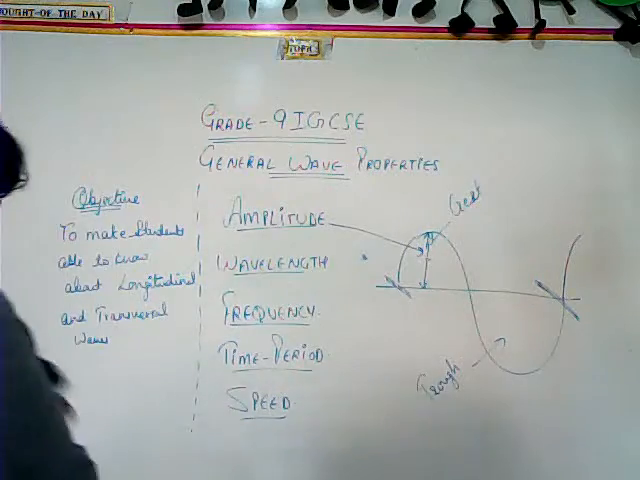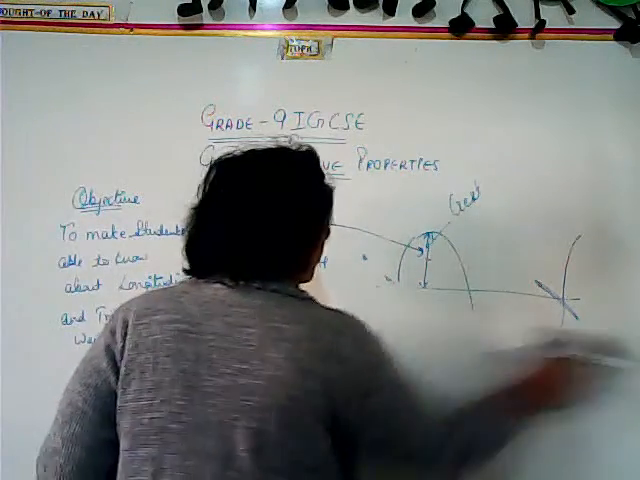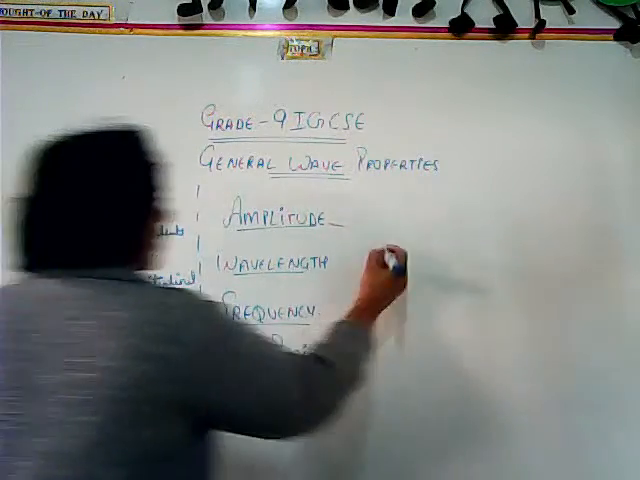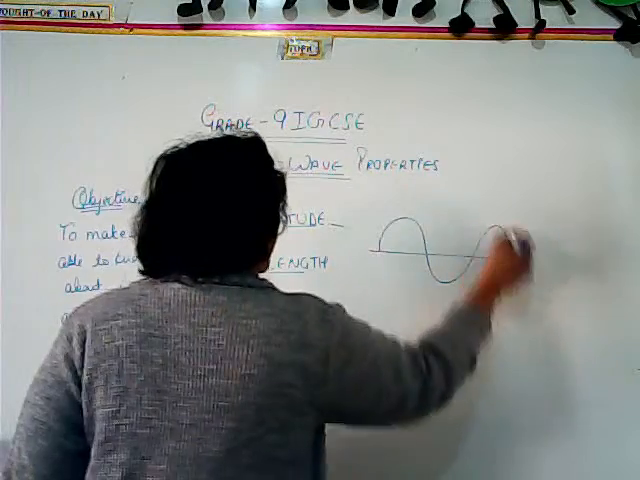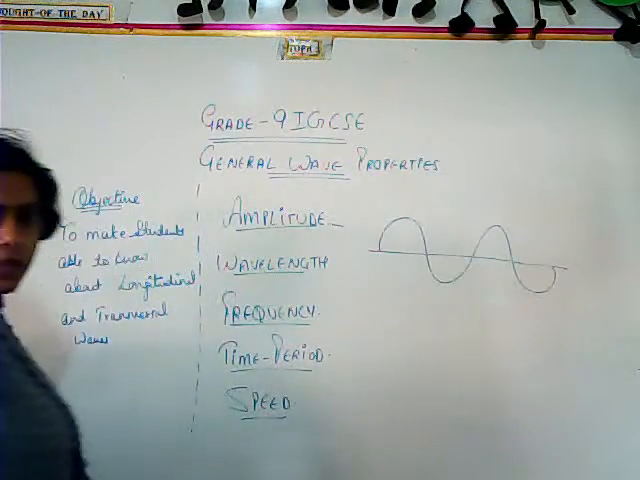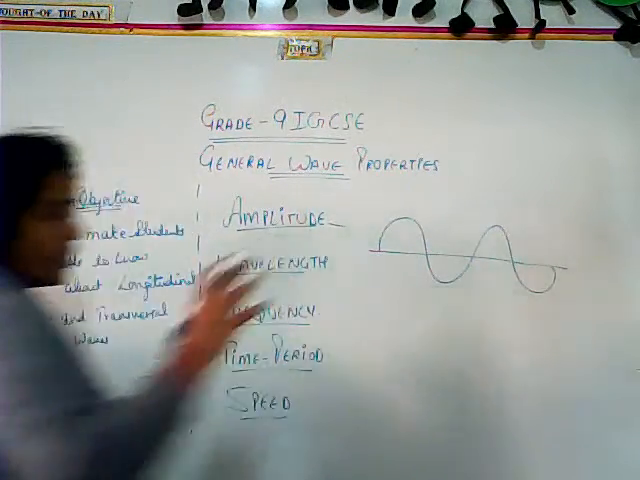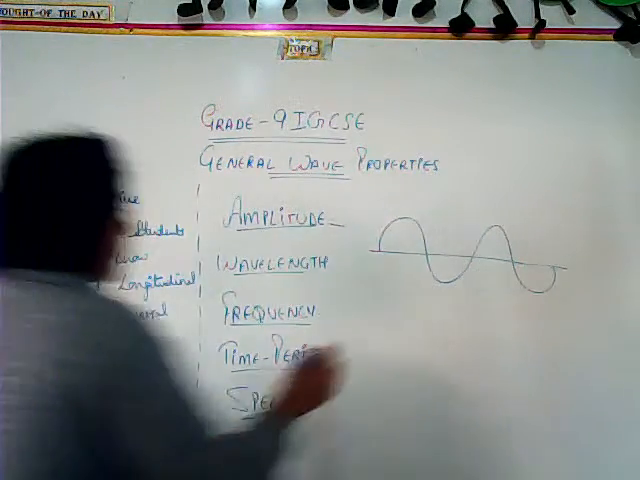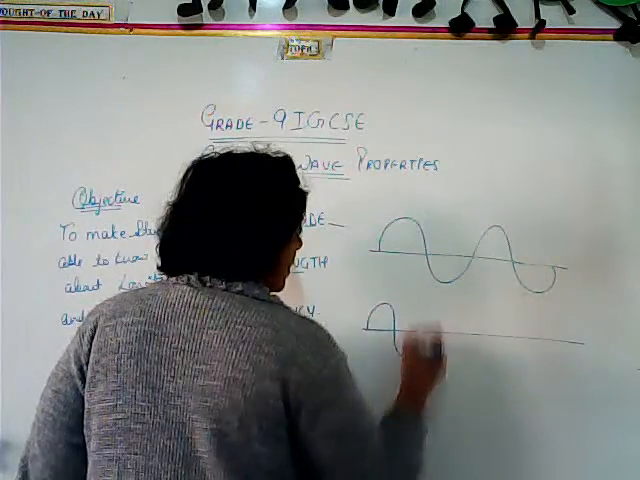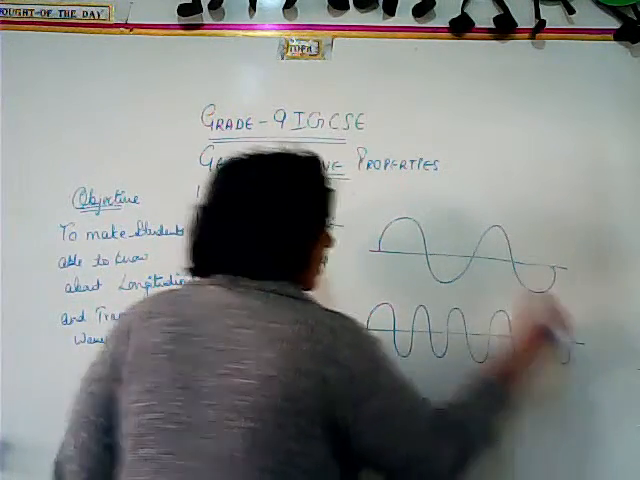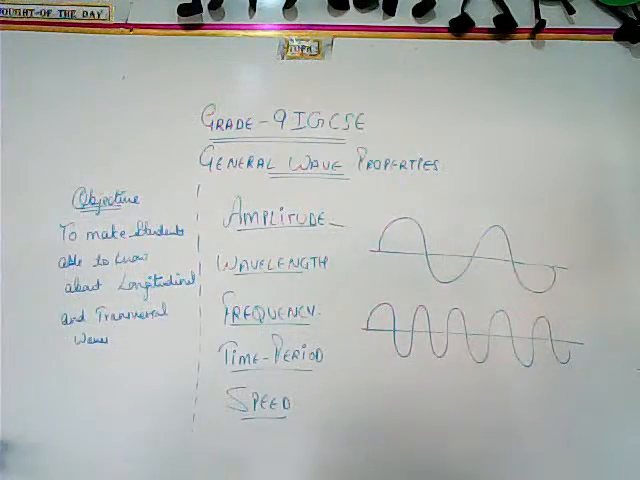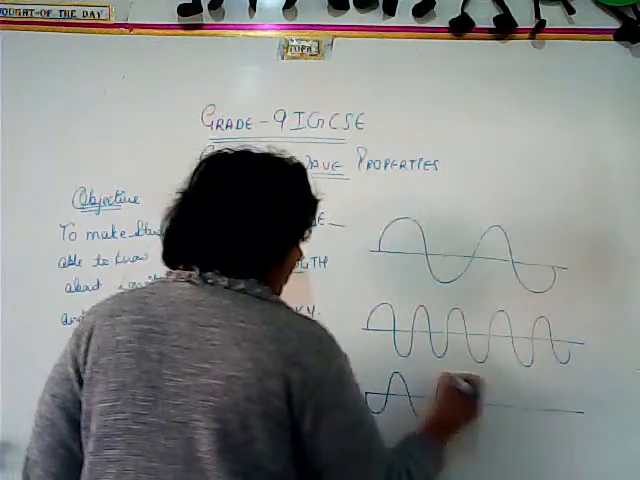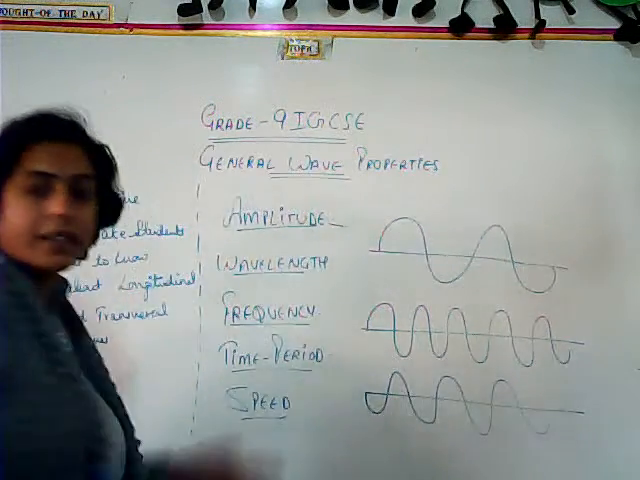For example, this is your wave. Sorry, not one wave. It consists of many waves. This is one type of wave formation. Fine. Then this is the second type of wave formation. Then this is the third type of wave formation.